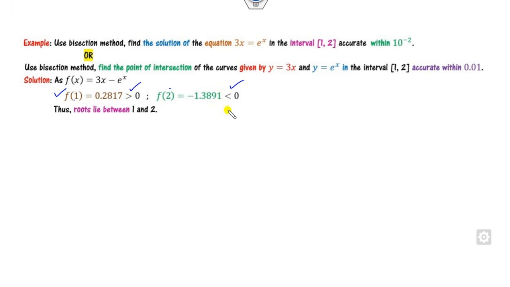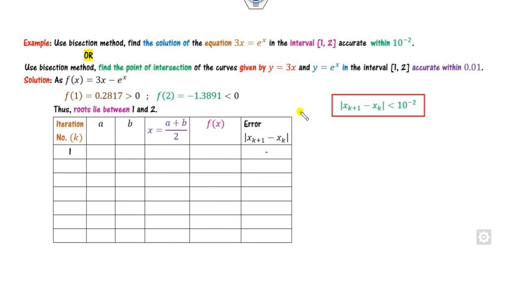Fine. So it means the root lies between 1 and 2. So we can start with the table. A, that is my 1, b is my 2. The value of f of 1 is positive, so I can take this as a positive. f of 2 is negative, so I can consider this as a negative. Fine. And my epsilon is 10 raised to the power of minus 2.